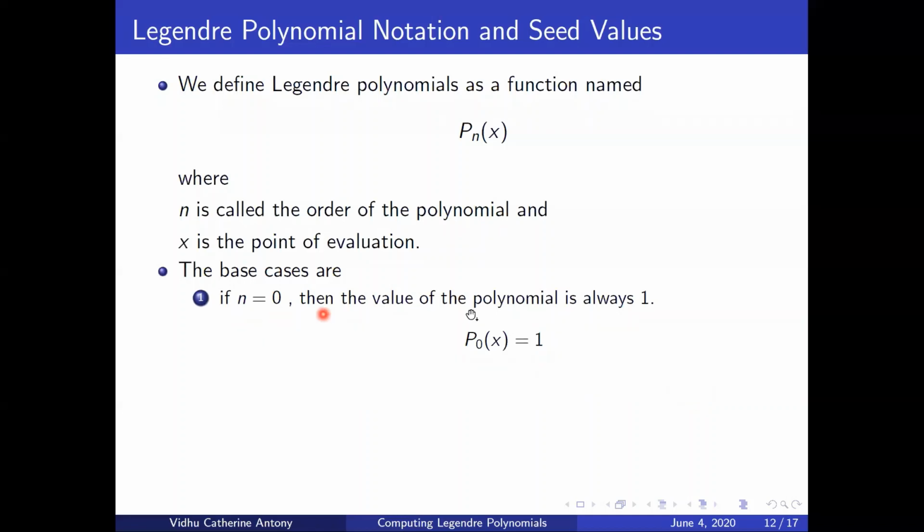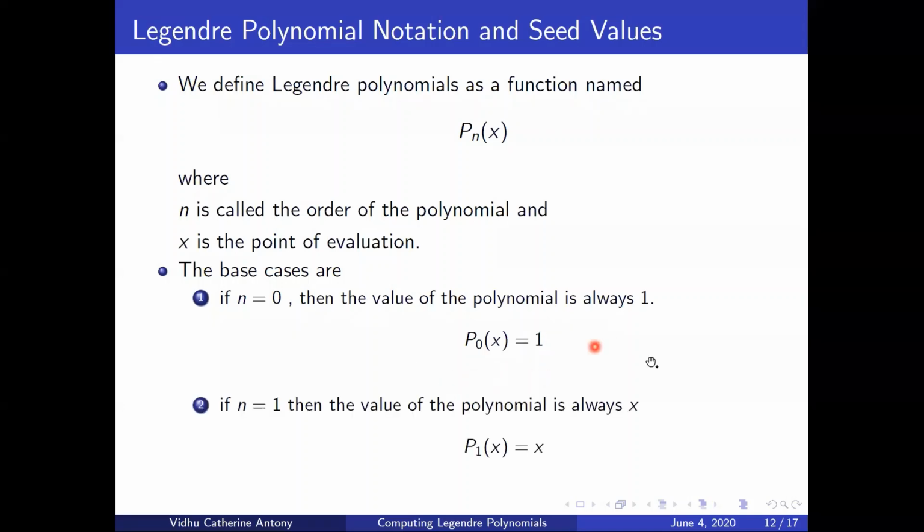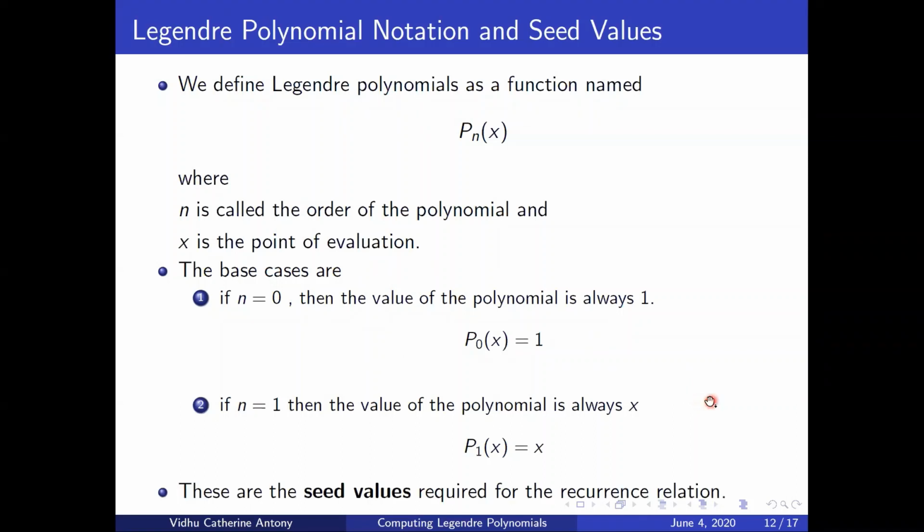If n is equal to 0, then the value of the polynomial is always 1. P0 of x is equal to 1. And if n is equal to 1, then the value of the polynomial is always x. P1 of x is equal to x. So these are the seed values that are required for this recurrence relation.